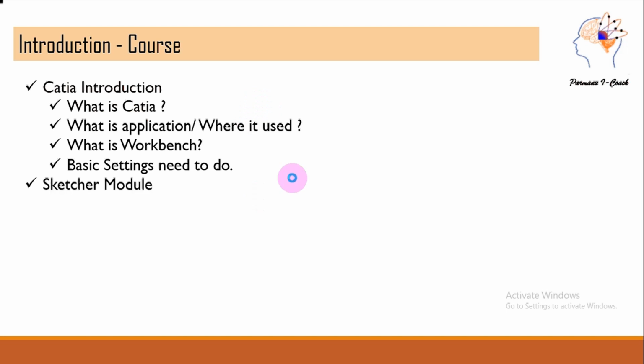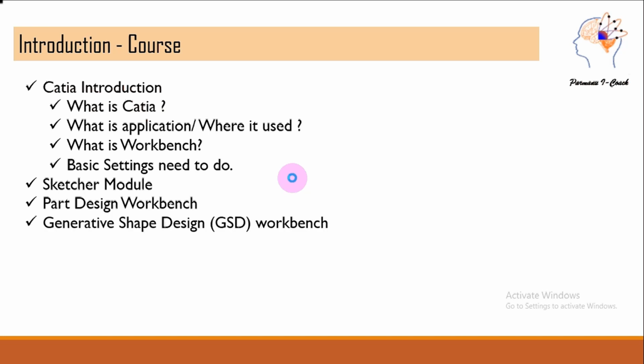Then in detail we are going to see what a sketcher module is, what the part design workbench is, and what the generative shape design workbench is. This generative shape design makes CATIA far better than other competitive software.